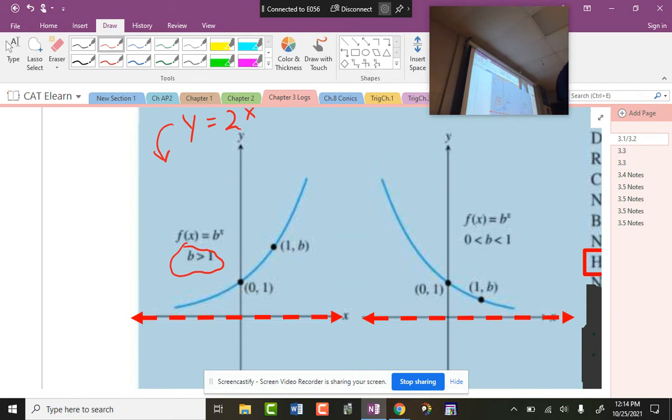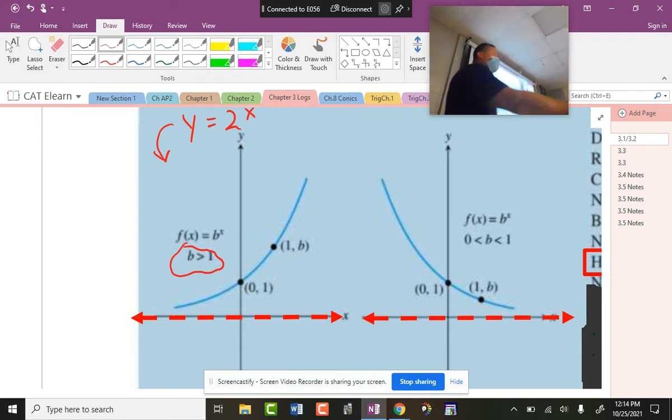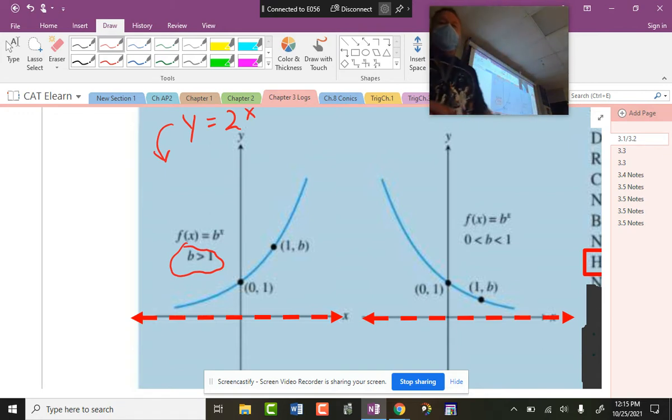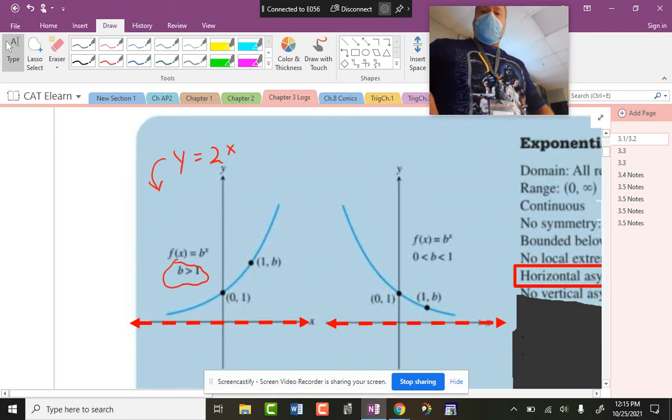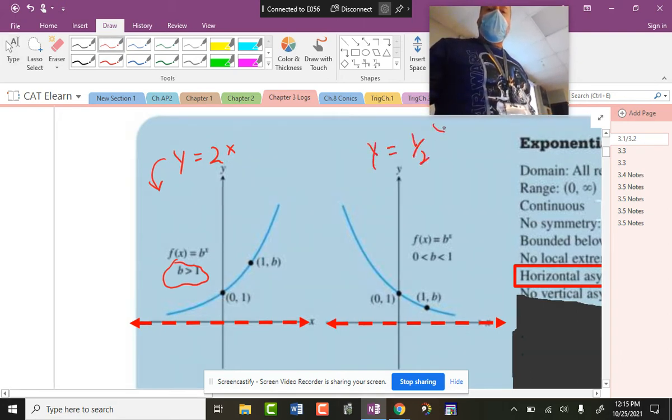If I made the base 3, 4, or 5, it just gets steeper. Like, think about that chart of values. 5 to the 1st is 5. And then 5 to the 2nd is 25. Oh my gosh. I increase the base, the graph just starts taking off quicker. But it's still going to look kind of like this. It'd be 1, 5 here instead of 1, 2. That's the only difference.